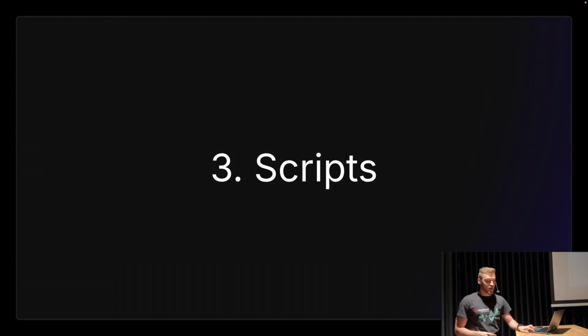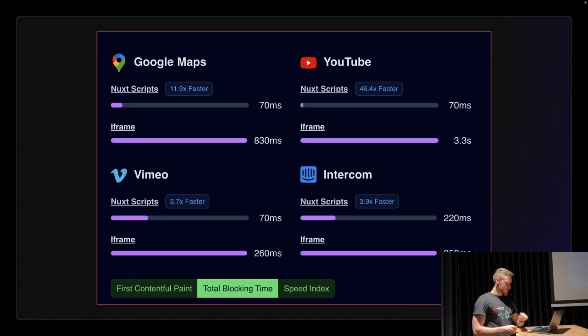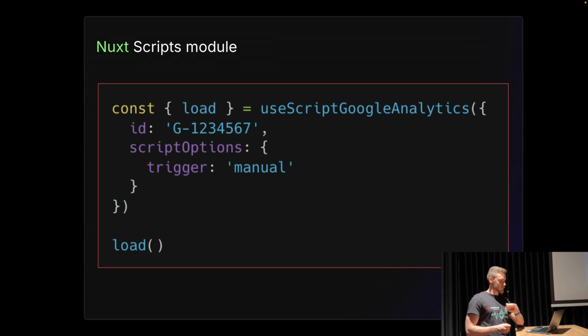And finally, we have scripts. I mentioned before, for example, Google Analytics. For that, we also have a Nuxt module called Nuxt Scripts, which basically delivers something called a facade on top of a script. So if you are using a composable such as this one, useScriptGoogleAnalytics, it will wrap it in a facade, and it will allow us, for example, you see here there is a trigger and manual, where we can manually decide when the script should be loaded.